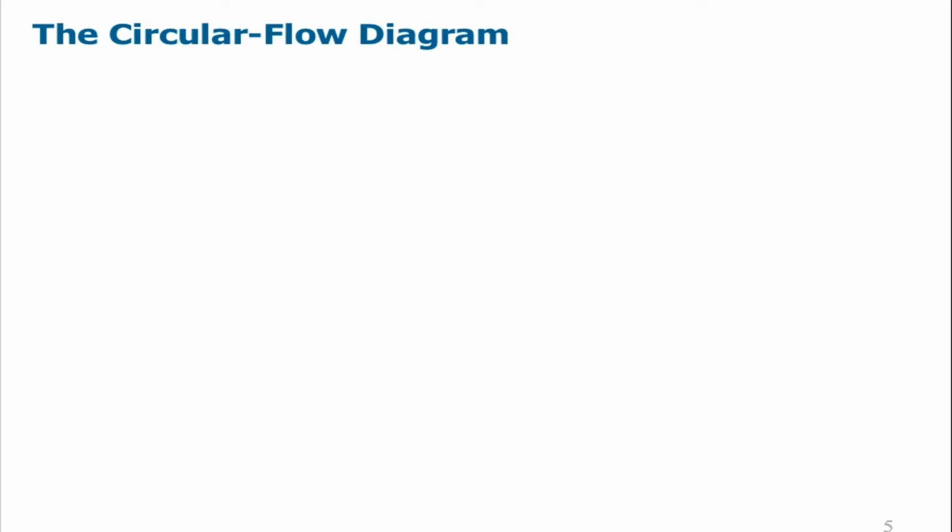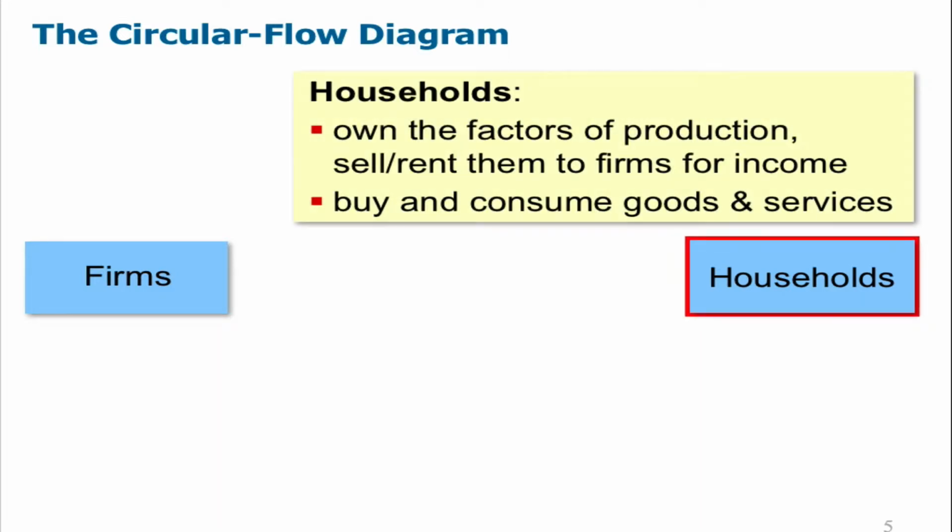Okay, Kalina. All right. So the circular flow looks like this. The households on one side, firms on the other. The households own those factors of production and sell them for income, which they then use to buy and consume goods and services. Om nom nom.